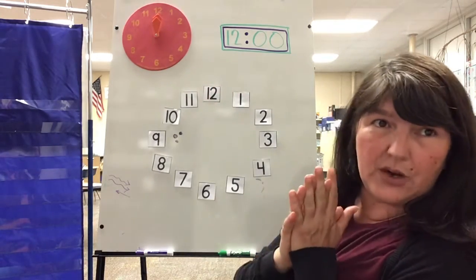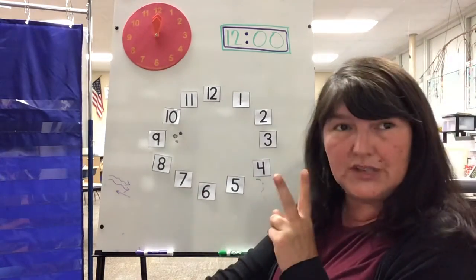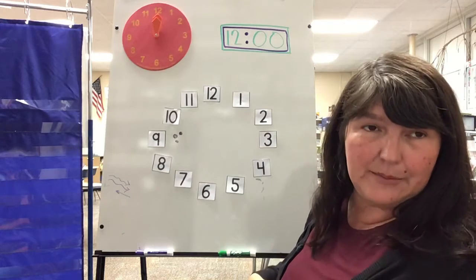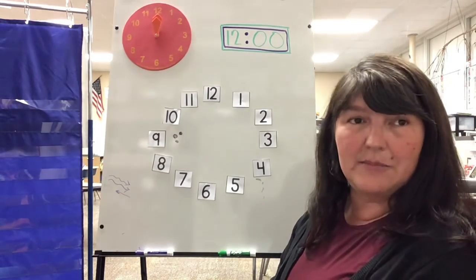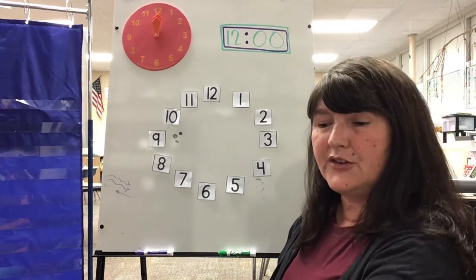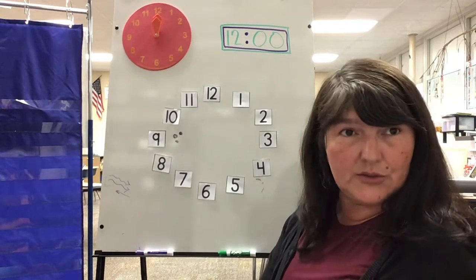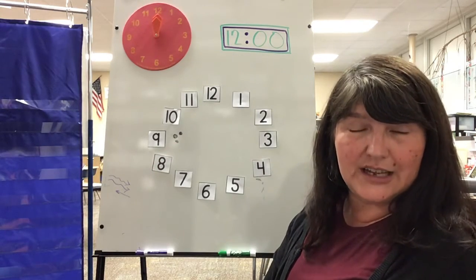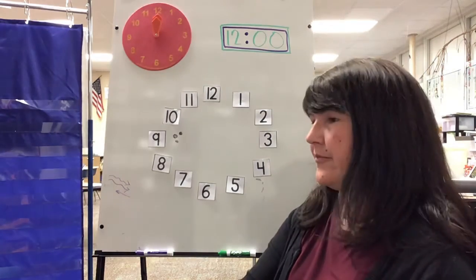Remember, there are 24 hours in a day, so the hands go around the clock 2 times. The first time, in the morning hours, is AM. The second time, afternoon and evening hours, is PM. In your packet, you do have another page of clock numbers. So if you don't have yours left over from yesterday, go ahead and practice putting those in order.